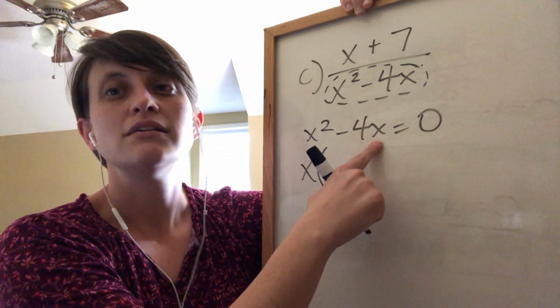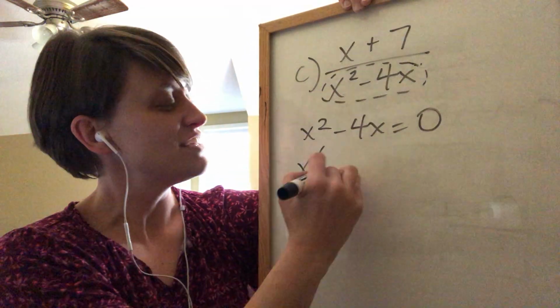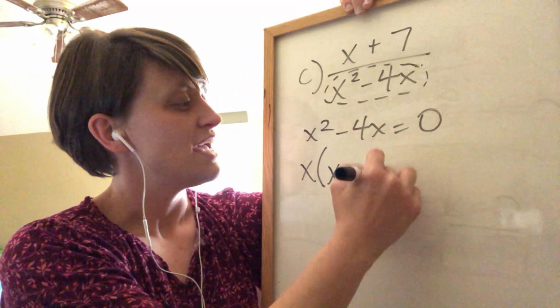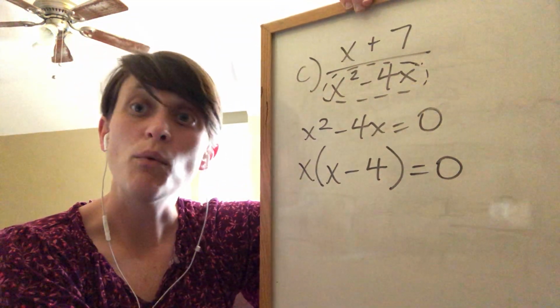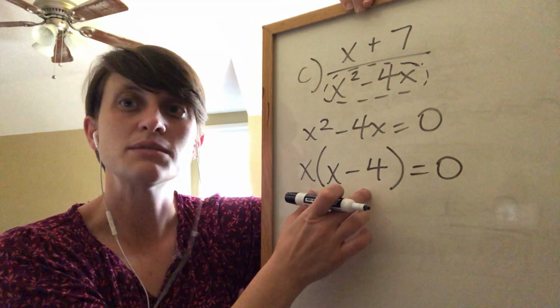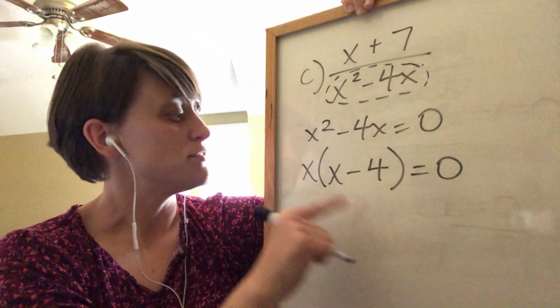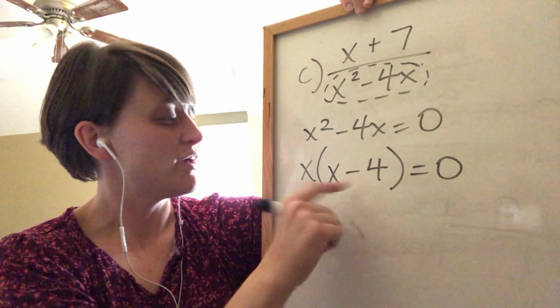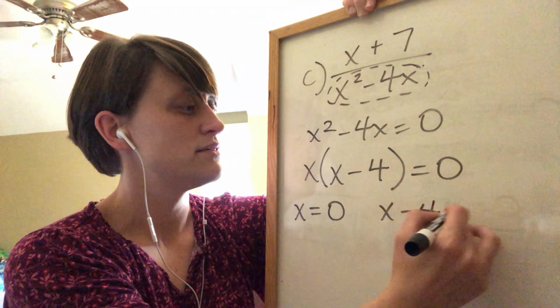And we notice each one of these contains a factor of x. So let's factor out x. And the leftovers are x minus 4. Now we have two factors multiplied together and they equal 0. So now what we're allowed to do is take each part of that, each factor, and set it equal to 0.